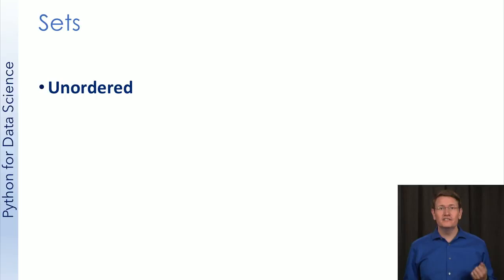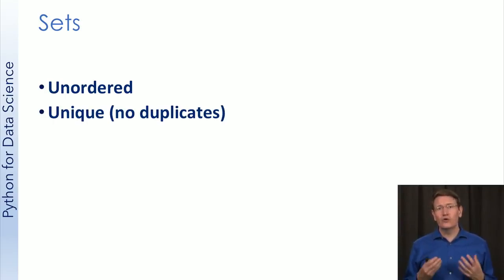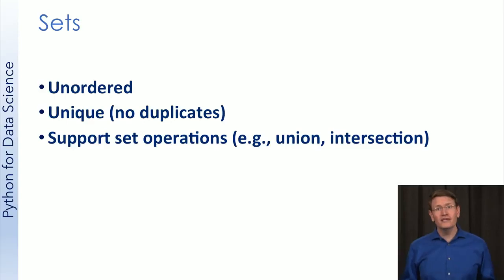The first is they, like dictionaries, are unordered. This, again like dictionaries, allows them to be incredibly fast for a number of key operations. The second is that they hold unique elements, which means you cannot have duplicate values. The third is that they support useful set operations, including union and intersection.